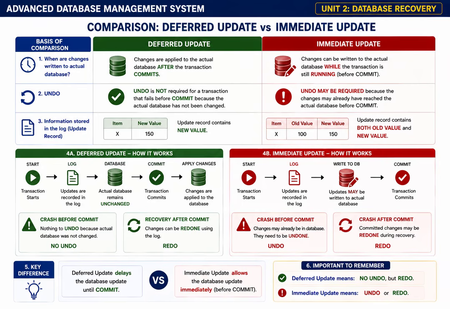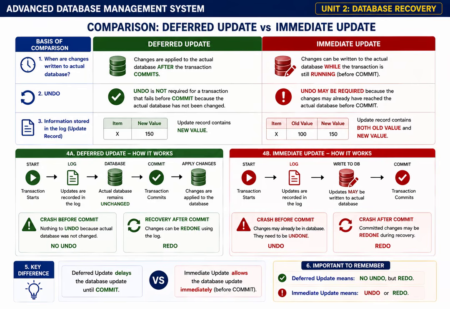Now, for immediate update, think of the process this way. The transaction starts, the updates are recorded in the log, the updates may also be written to the actual database, then the transaction commits. If a crash occurs before commit, the changes may need to be undone. If the transaction has already committed, the changes may need to be redone during recovery. So the key difference is actually quite simple. Deferred update delays the database update. Immediate update allows the database update immediately. And because of this difference, their requirements are different.